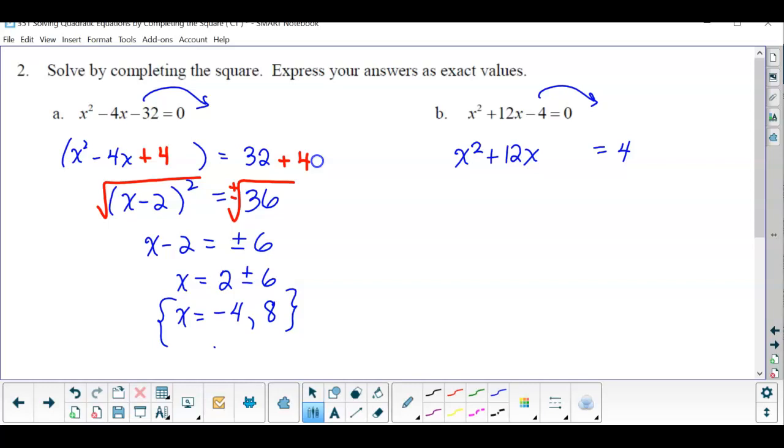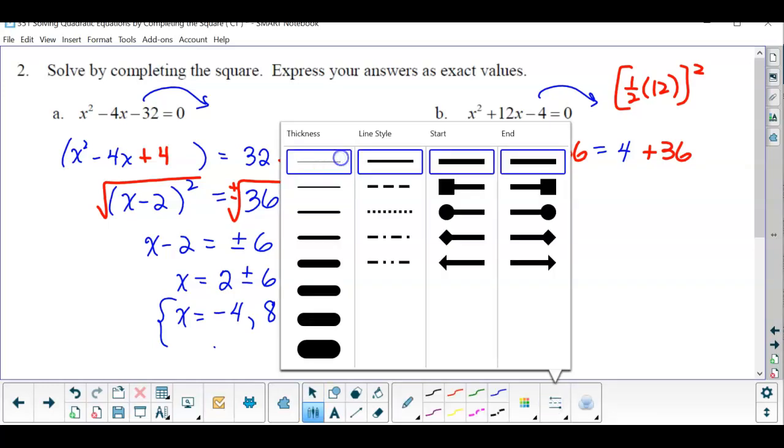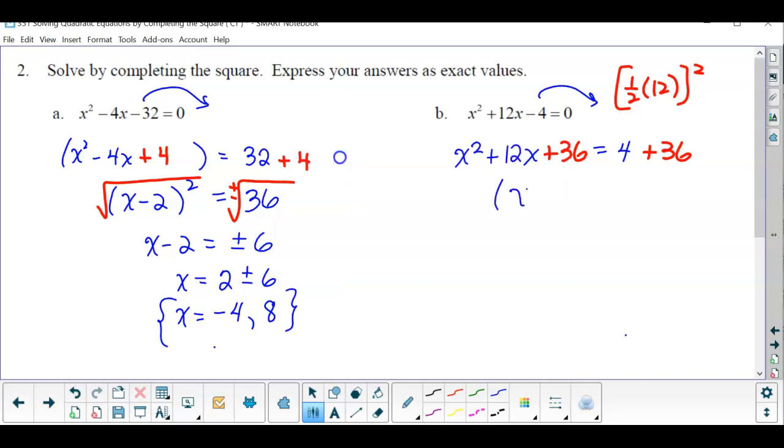Then I take half of 12 and square it. So 6 squared is 36. I add it to both sides, rather than subtracting it on one side and then moving it over later. Might as well add it now. Then that's a perfect square trinomial. That's the whole point of this. This factors to (x + 6) squared. Collect like terms on the right.